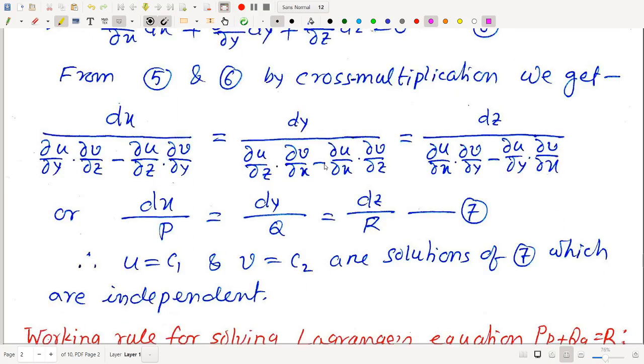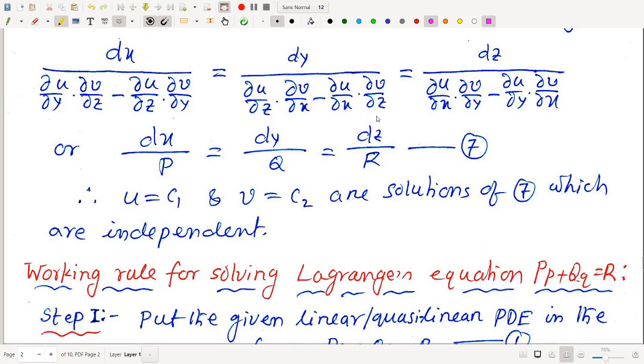But these are actually p, q, r as in page number 5 we have already got. So dx by p equal to dy by q equal to dz by r. Therefore u equal to c1 and v equal to c2 are solutions of 7 which are independent. Independent means v is not a constant multiple of u, or u is not a constant multiple of v. U by v is not constant.